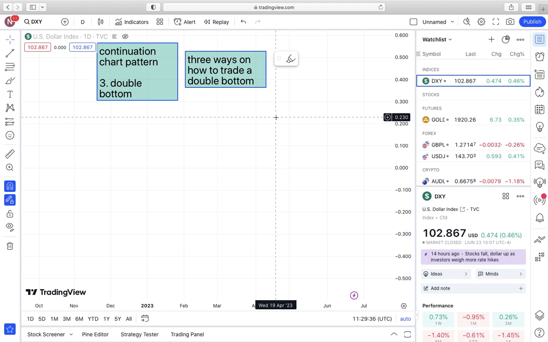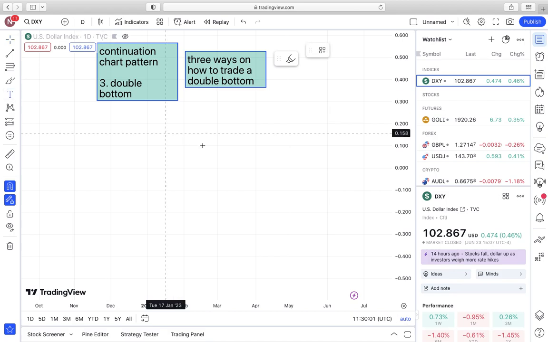I'm going to show you how a double bottom is created. How is a double bottom created? That one is what we're going to first talk about. A double bottom is created when the price fails to make a lower low and instead makes the same low. That is what we are going to talk about first.